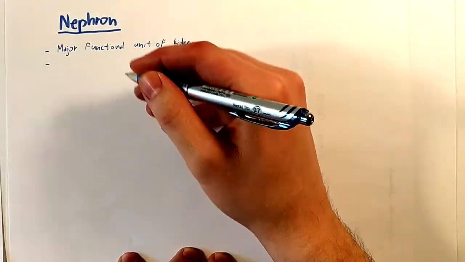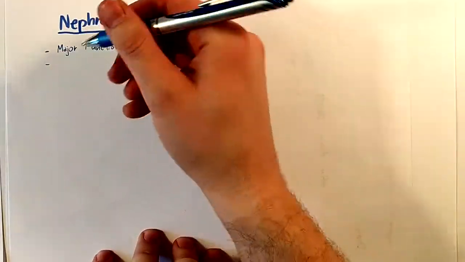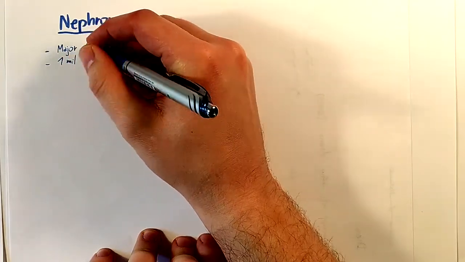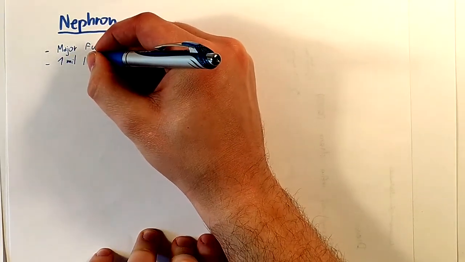There's about 1 million nephrons in each kidney, so you can imagine they're pretty small. So, 1 million per kidney.